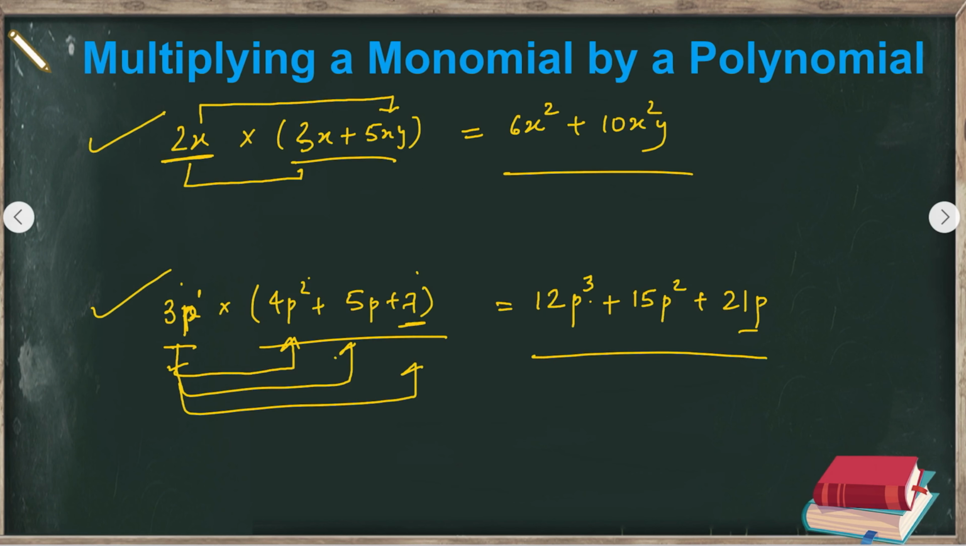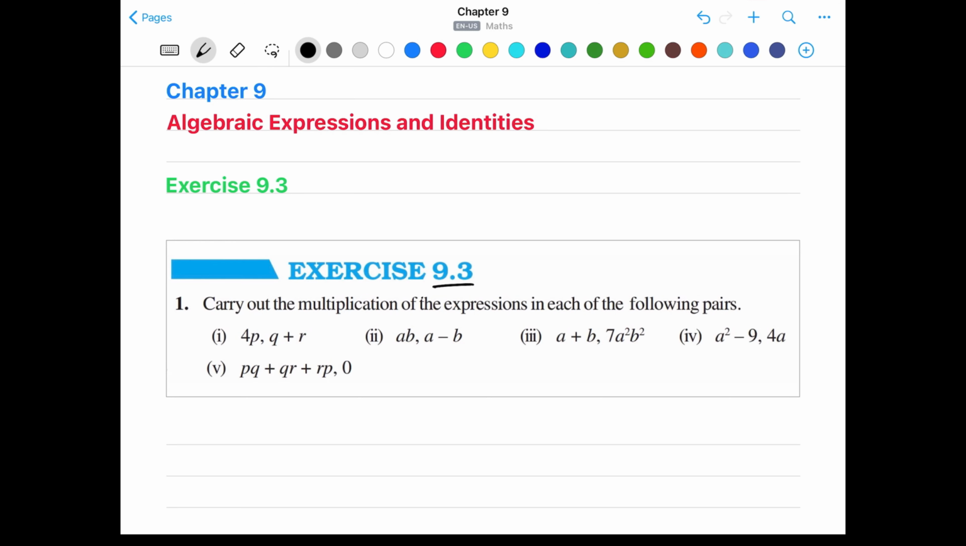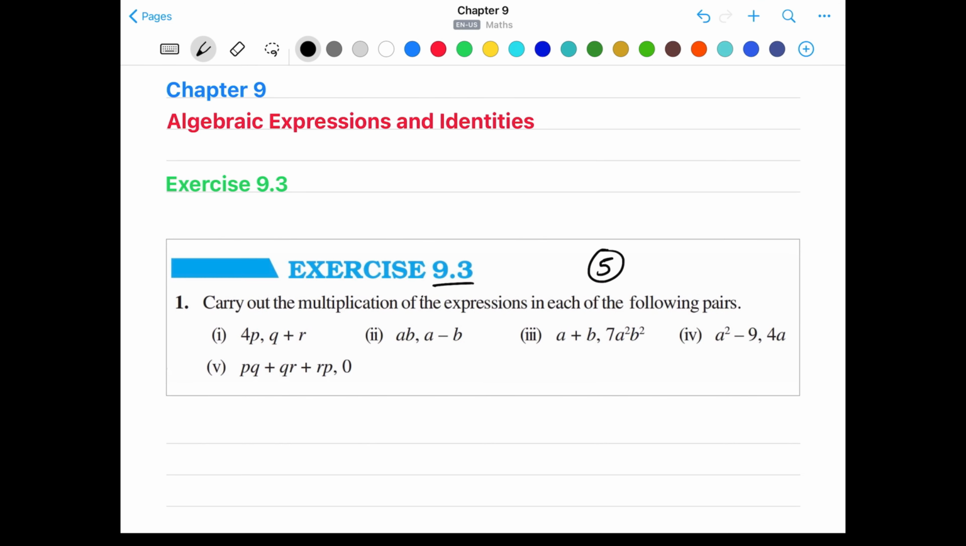Now based on this we have exercise 9.3. Let's move to the exercise. Exercise 9.3 in total has 5 questions, so we will be doing all the 5 questions in this particular session. Let's start with the first one.